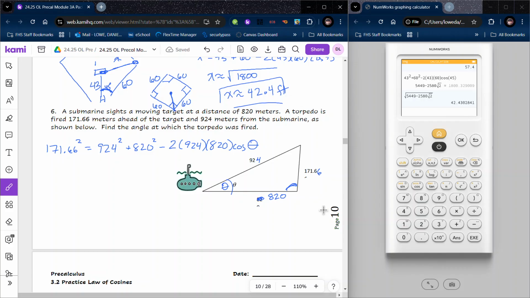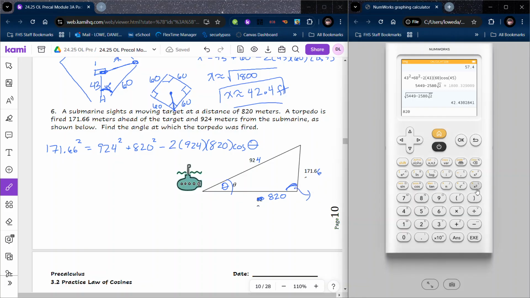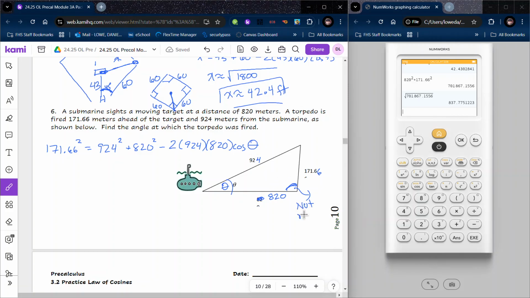Now, I'm going to do a little something just to check to see if this is a right angle. Well, I can try the Pythagorean theorem. I can say 820 squared plus 171.66 squared gives me that number. If I take the square root of that, I get 837, which is not 924, which tells me this is not a right triangle. So we know it's not a right angle, so we have to use the law of cosines. We can't use anything else.